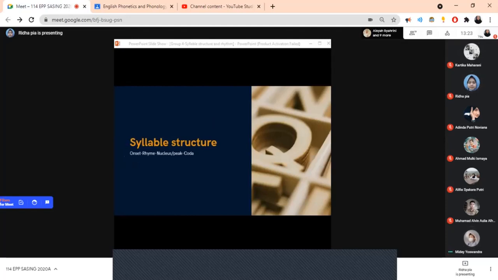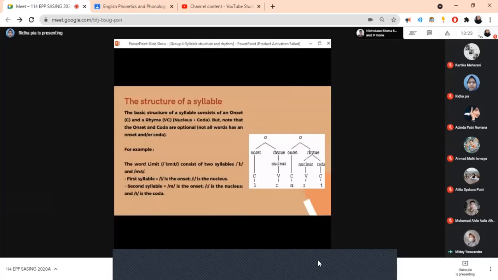Alright, thank you, Rida. Next part is syllable structure. The basic structure of a syllable consists of an onset (consonant) and a rime (vowel and consonant), that is, nucleus plus coda. But note that the onset and coda are optional. Not all words have an onset and/or coda. For example, the word limit consists of two syllables, li and mit.